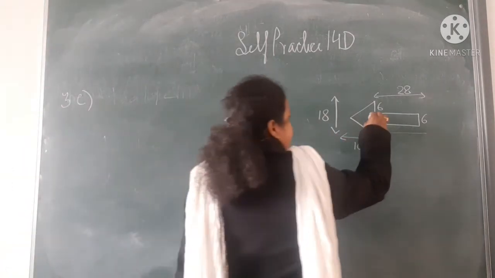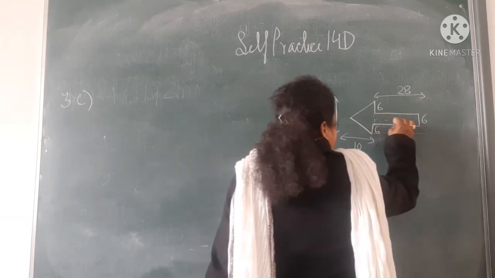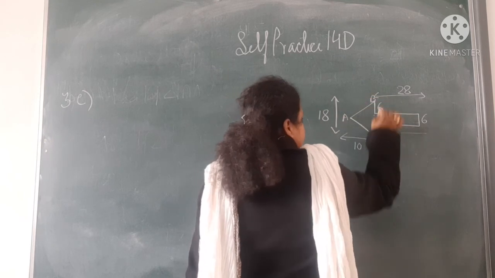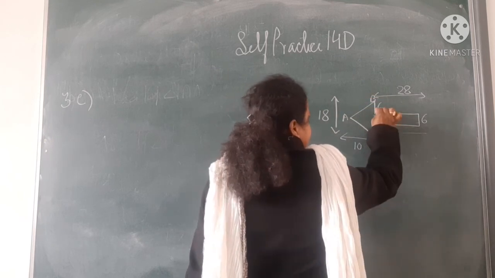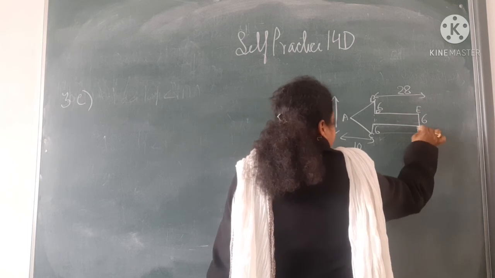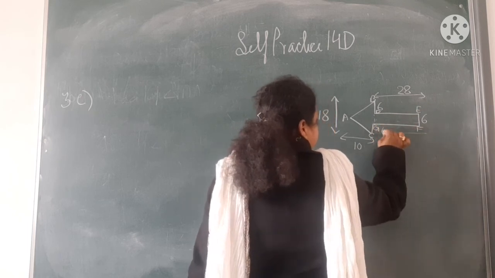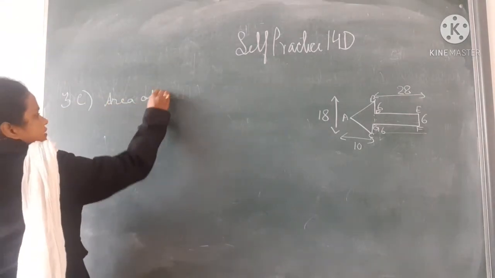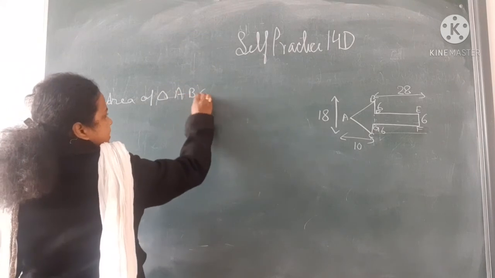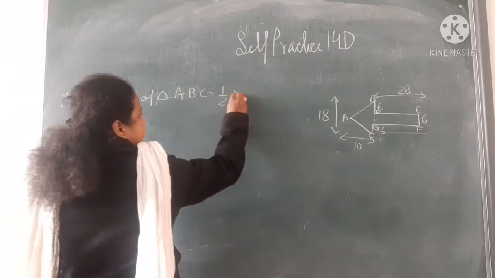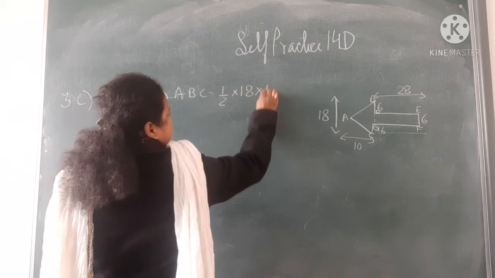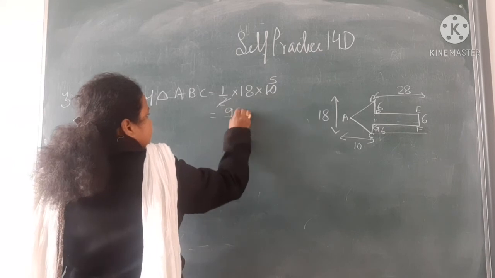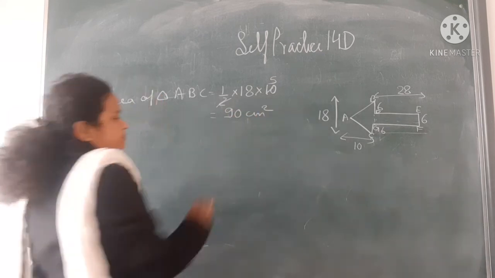Now I am dividing it, this part and this one. Sorry, you will find A, B, C area, then D, E, F and G area. Okay. Now area of triangle ABC, that is equal to half into 18 into 10. So you will have 5s are 18 5s are 90 centimeter square.